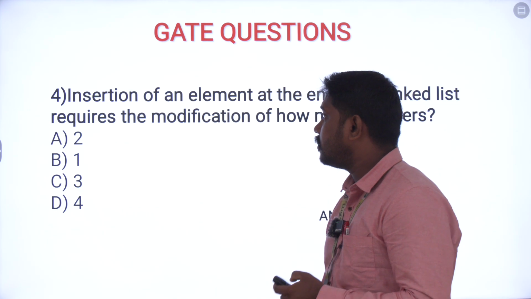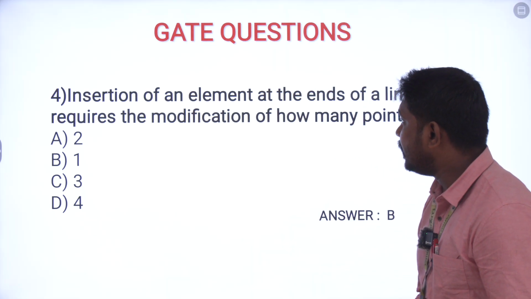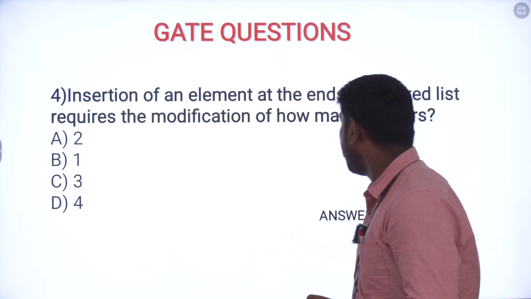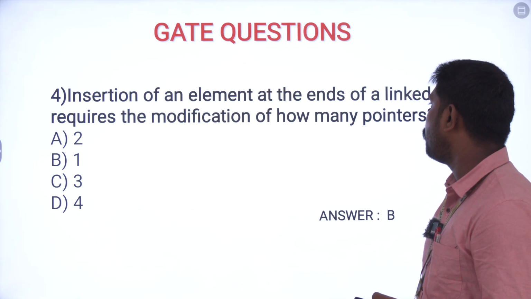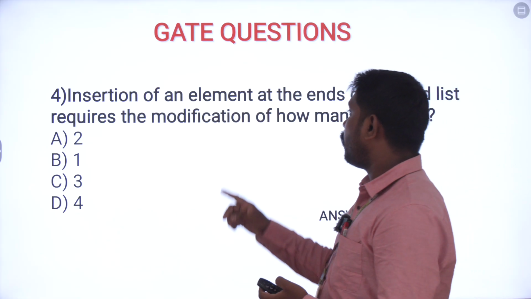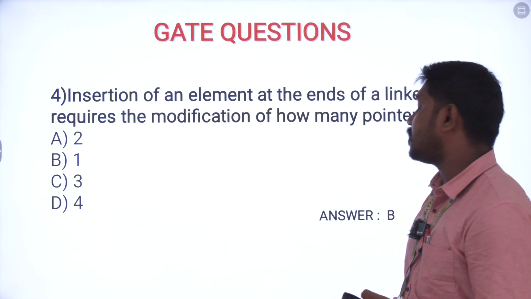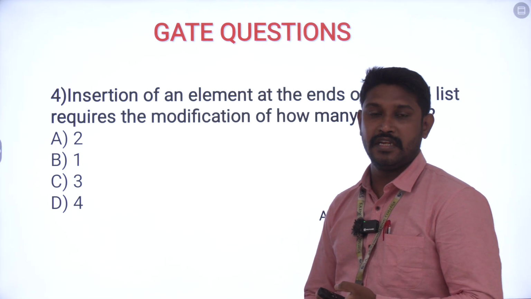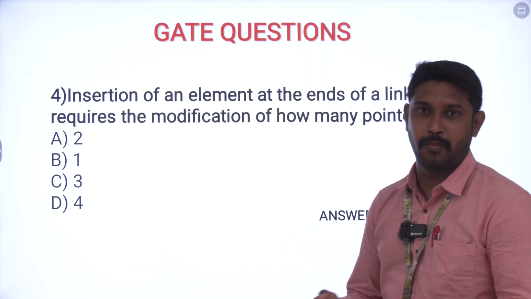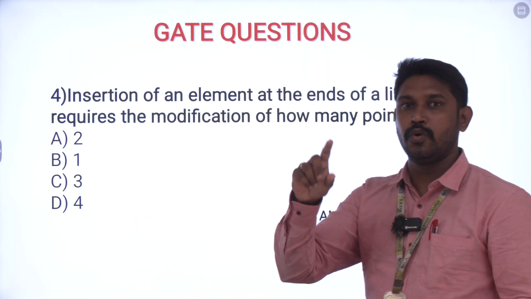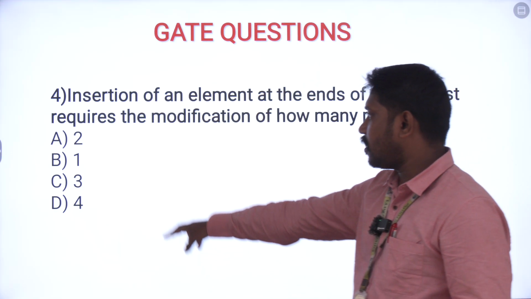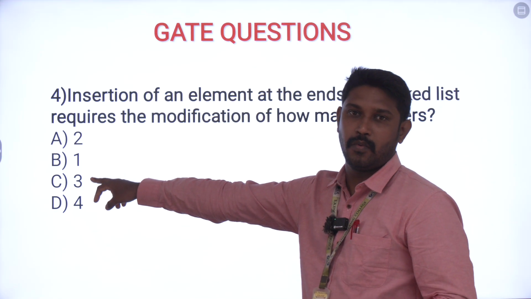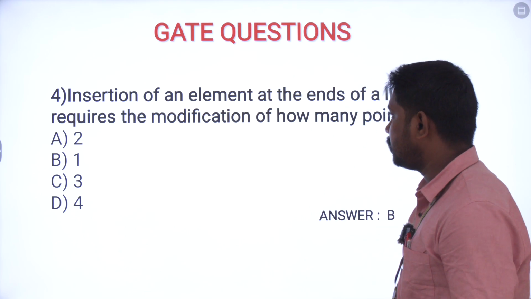Okay, and move on to the fourth question. Insertion of an element at the end of a linked list requires the modification of how many pointers? So we are going to insert an element at the end. What concept are we going to use? The pointer concept. The pointer will be moved to the last node. So only one pointer concept we are going to use. In this option, option D has the answer one. So the correct answer is 1.